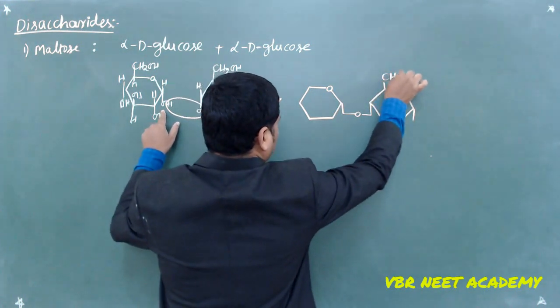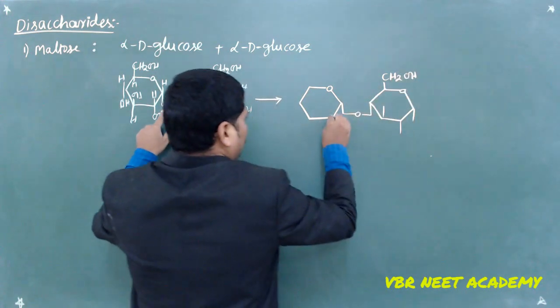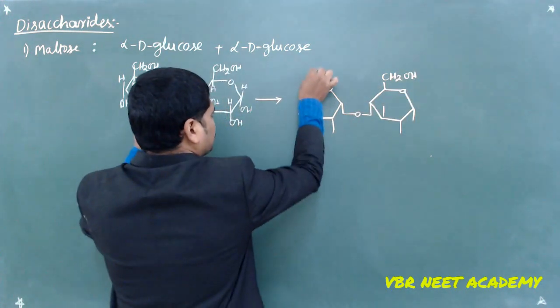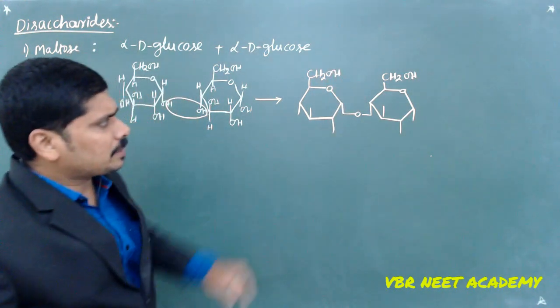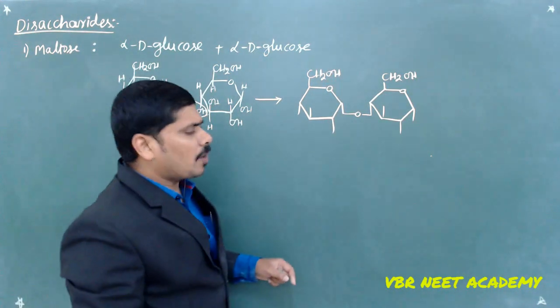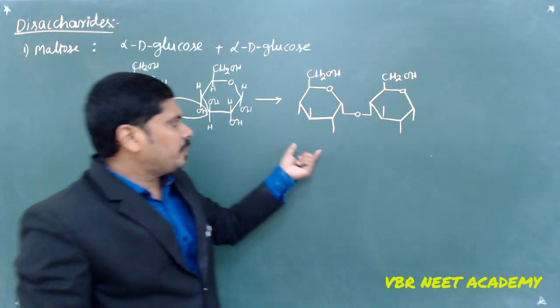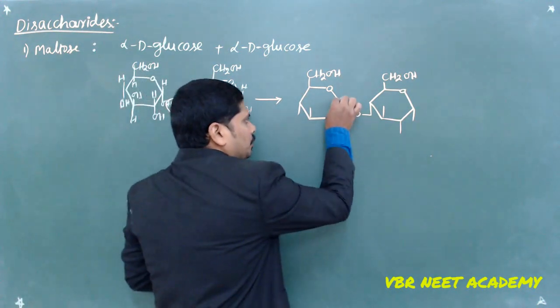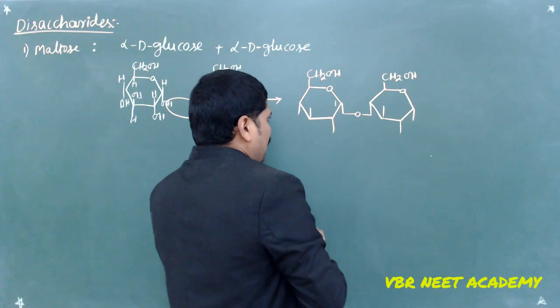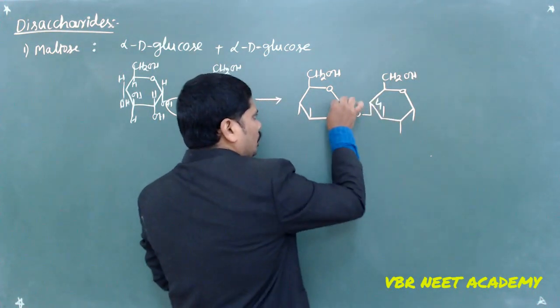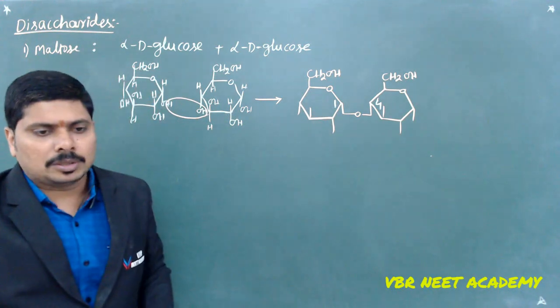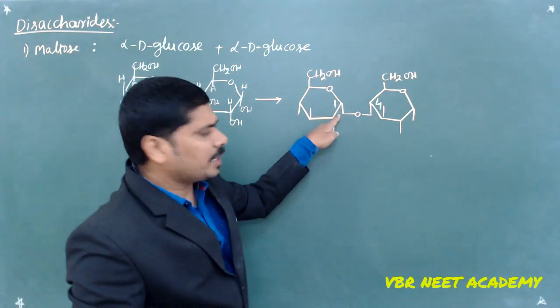Just yesterday I said it can be simplified and written this way. Now, maltose is formed by a bond between the first carbon of one alpha D glucose and the fourth carbon of another one. 1 and 4. So this is called alpha D glucose, no?